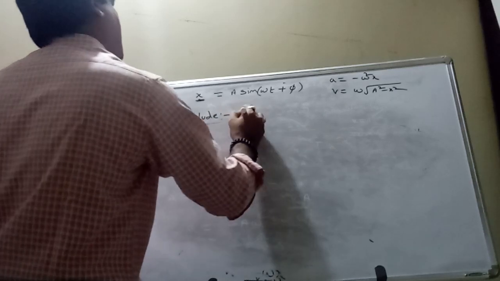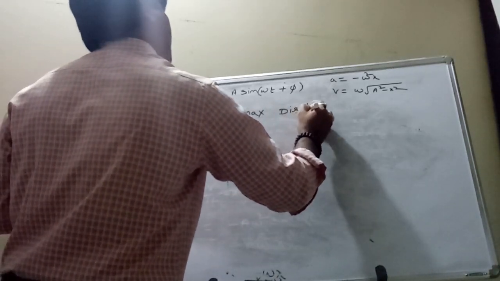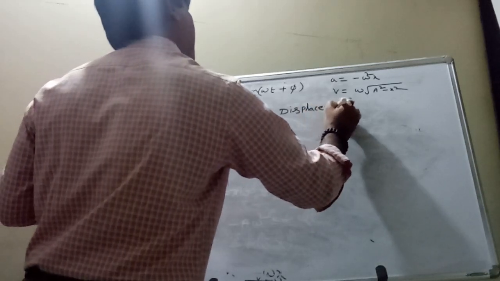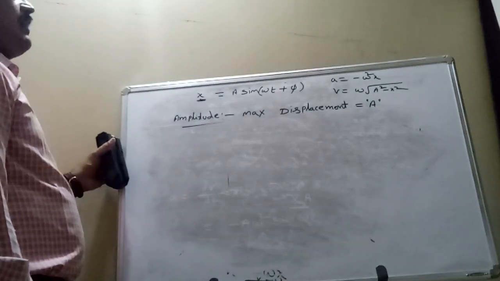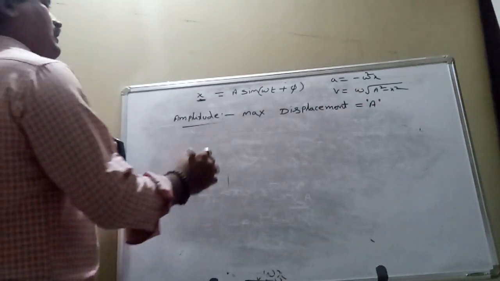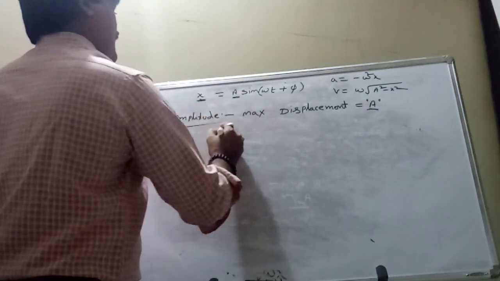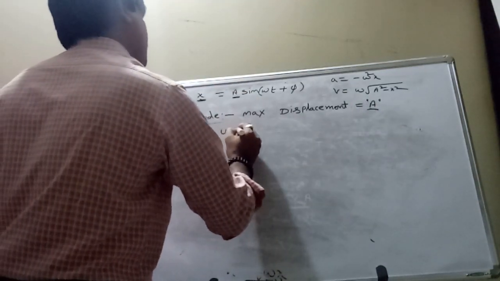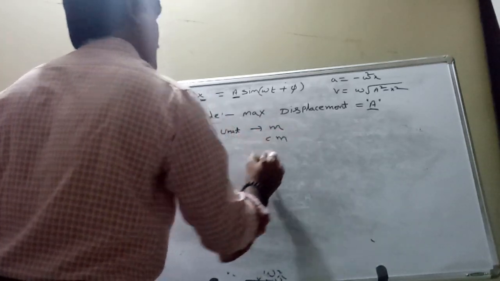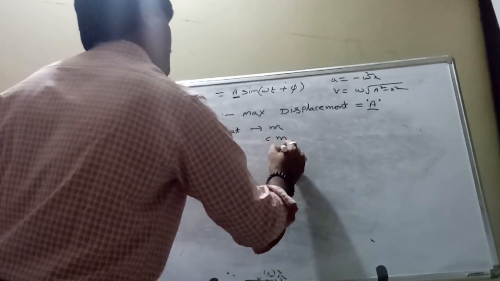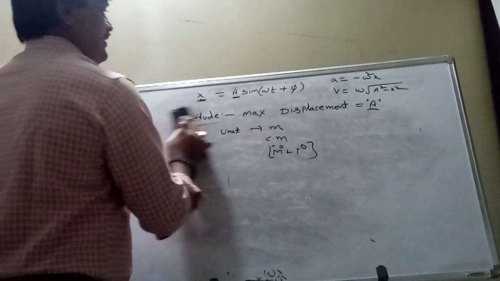Amplitude is the maximum displacement. Maximum displacement is called amplitude. Indicate the units: meters as the SI unit, centimeters as the CGS unit. The dimension formula is M^0 L T^0. So, displacement, amplitude.